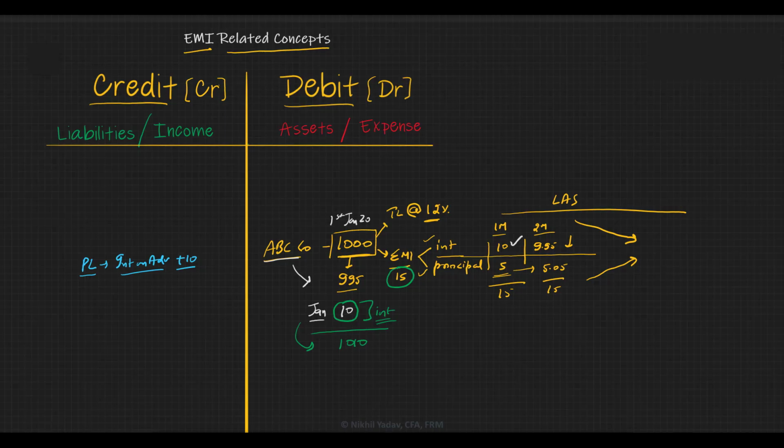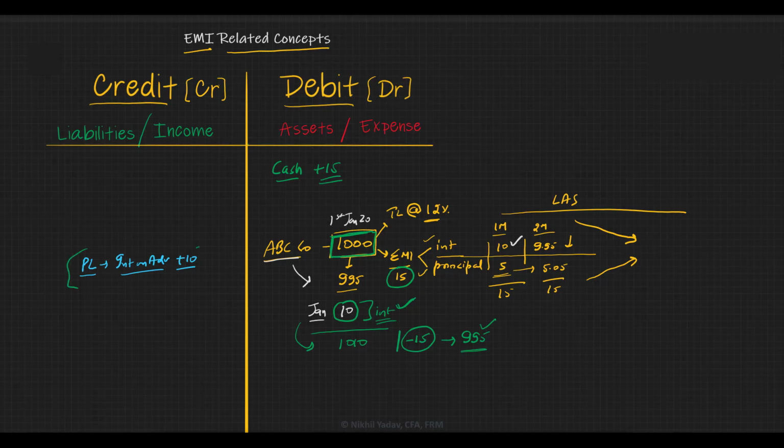Let's say the borrower deposits this EMI on the 1st of February in cash. So we'll debit the cash by 15 and we'll credit this account by 15. The balance outstanding remains 995. In this 15, 10 went towards settling this interest and 5 was used to reduce the principal amount. The outstanding balance becomes 995.